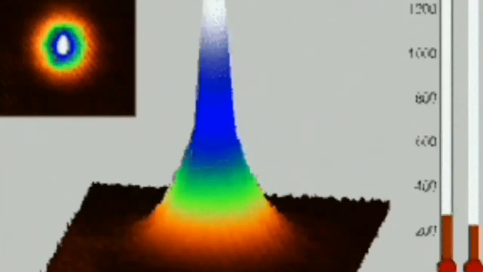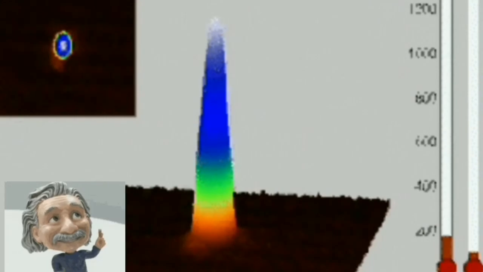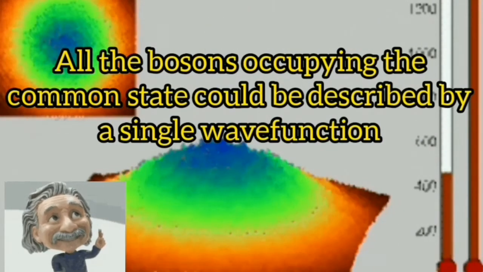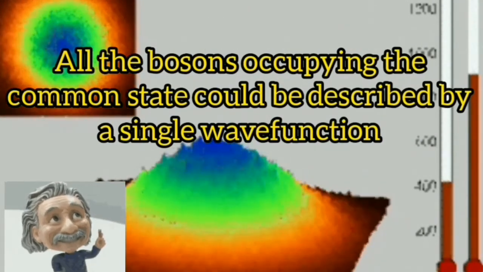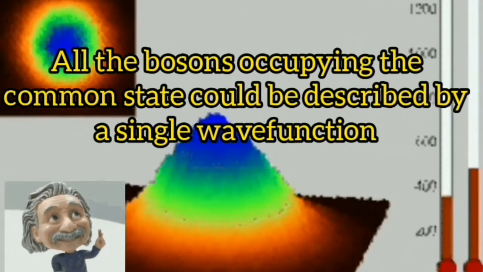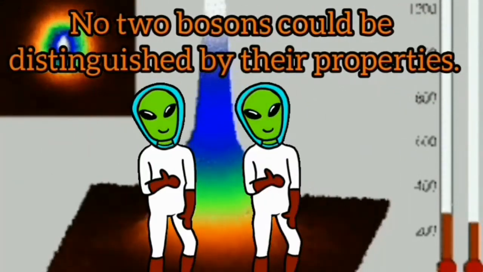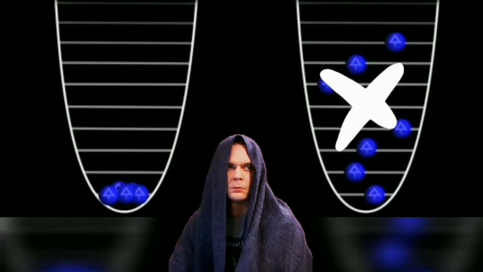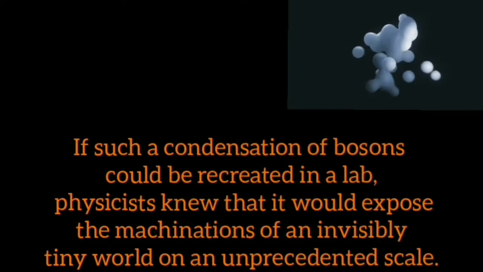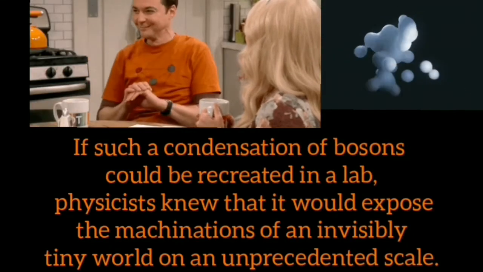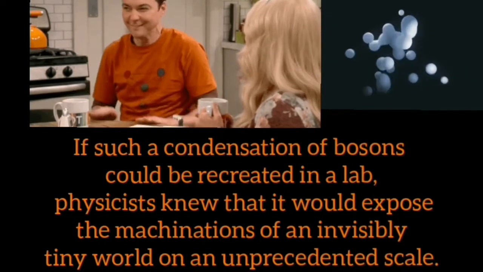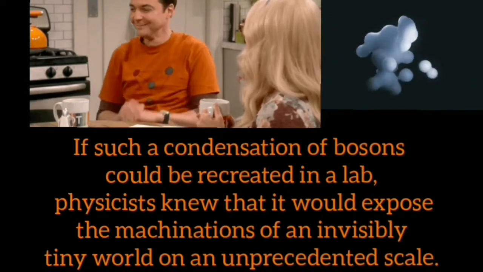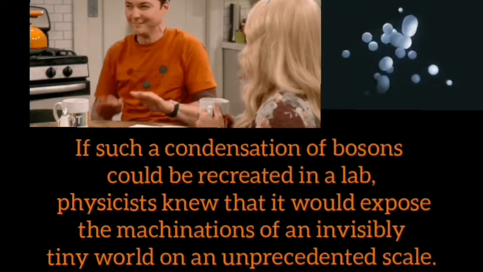In a cloud of supercooled bosons, Einstein predicted that all the bosons occupying the common state could be described by a single wave function, such that no two bosons could be distinguished by their properties. This isn't possible with fermions. If such a condensation of bosons could be recreated in a lab, physicists knew that it would expose the machinations of an invisibly tiny world on an unprecedented scale.